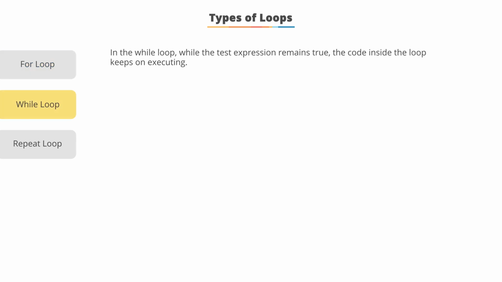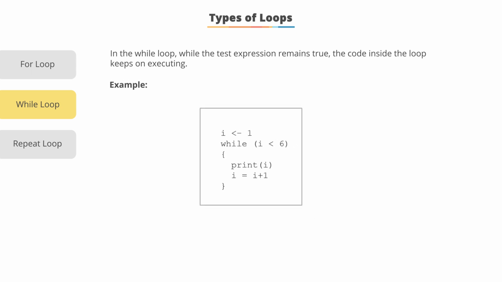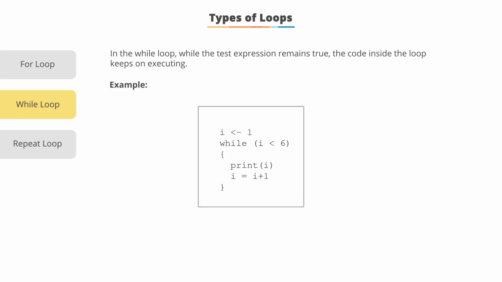With a while loop, as long as the test expression remains true, the code inside that loop will keep on executing. In this case, let's assign the number 1 to the variable i. And we're saying, while i is less than 6, print i. And then let's iterate and add 1 to i each time.